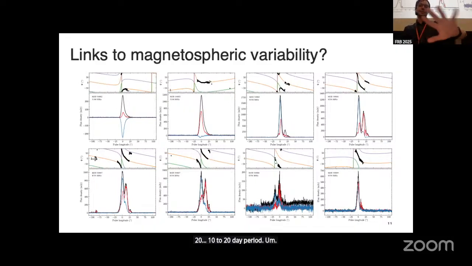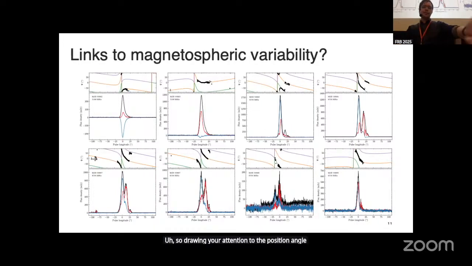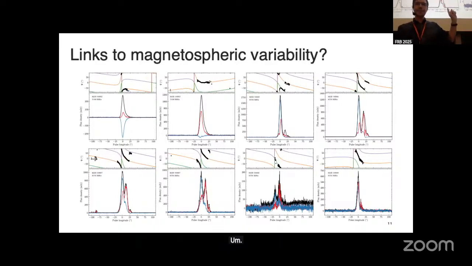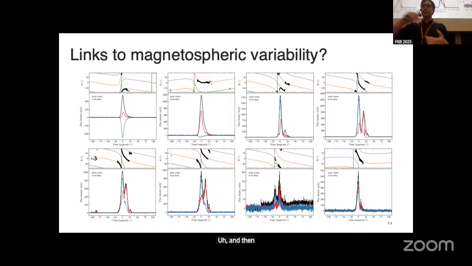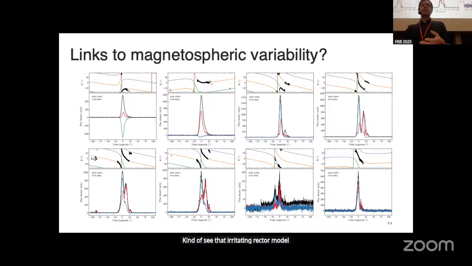This is also seen at some observations at different frequencies. Drawing your attention to the position angle swing in the top panels of each of these plots, you can see the position angle swing was quite variable. The very first observation is even going the opposite direction to all of our subsequent observations. The lines that are overplotted are the rotating vector model fits. We can see that the rotating vector model does somewhat match the position angle swing as it evolves over time.